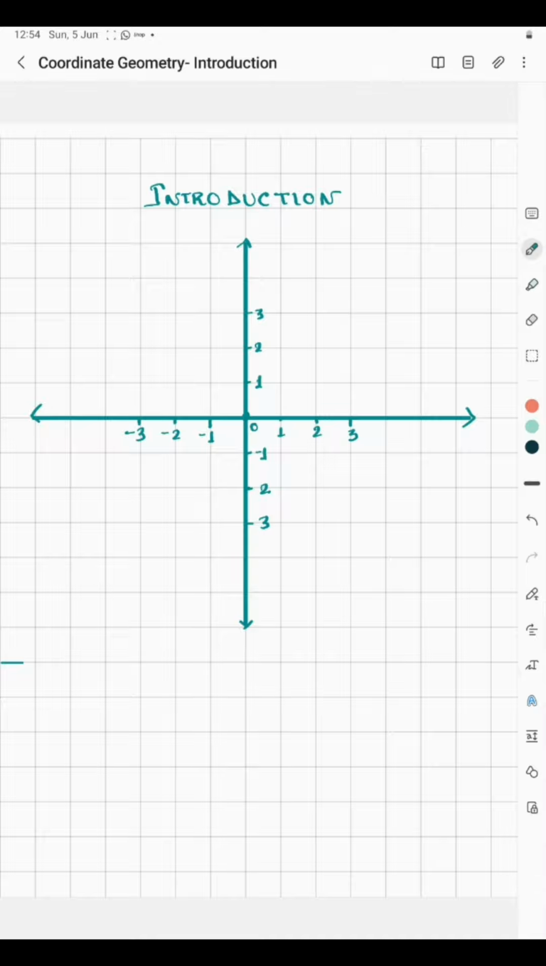So this is nothing but a graph. And what is the use of this? To show the position of the coordinate.